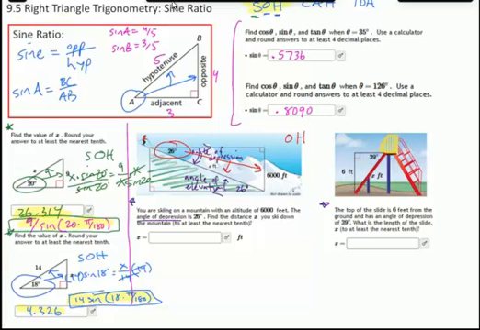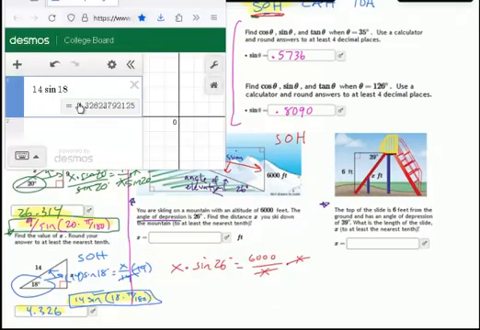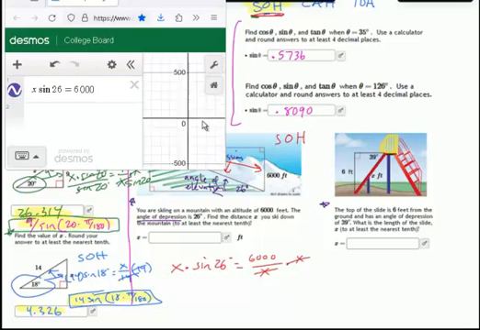So opposite and hypotenuse is O from SOH, which tells you you're using sine. So the sine of 26 degrees is equal to opposite 6,000 over hypotenuse, which is x. In order to solve this, we do need to multiply both sides by x to get it out of the denominator. When we do that, we can do our calculation right here. So if we want to say x times the sine of 26 is equal to 6,000, we can zoom out and find that.